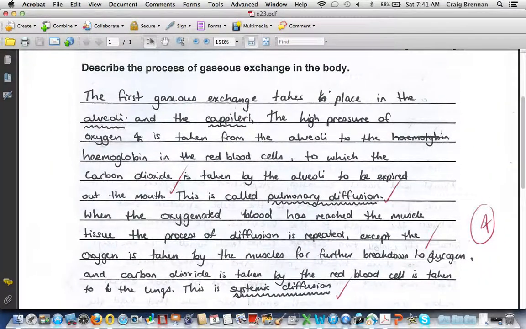We look at our sample answer. The first gas exchange takes place in the alveoli and the capillary. The high pressure of oxygen is taken from the alveoli to the hemoglobin in the red blood cells, to which the carbon dioxide is taken by the alveoli to be expired out the mouth. This is called pulmonary diffusion. That's some excellent terminology there from the syllabus. That's really good. And I think some of this wording was in our multiple choice.